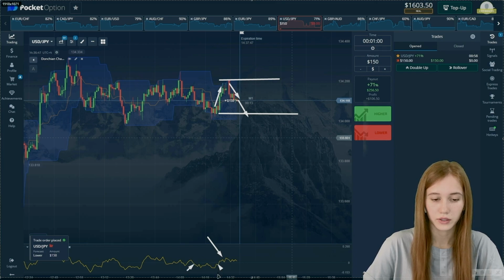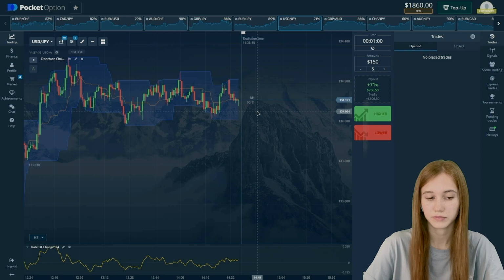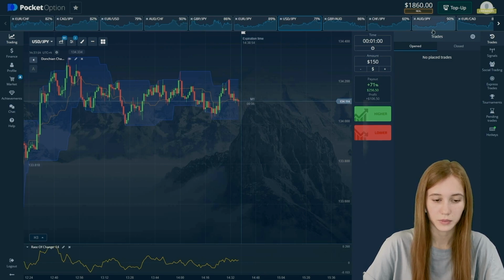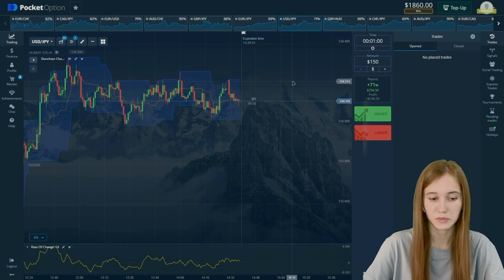Also, if you look closely, this indicator shows a fall. That means that the market will be decreasing to this level. Let's get a look. Good, plus deal. Let's see. Increase in balance. Almost $2,000 on my balance. And let's move on.